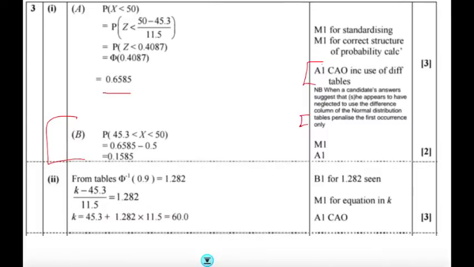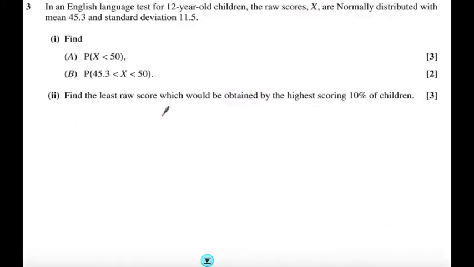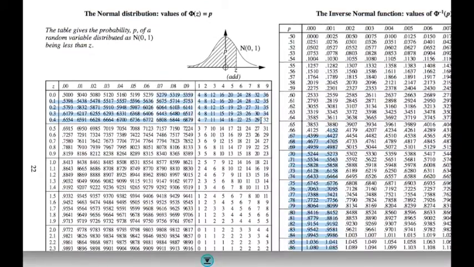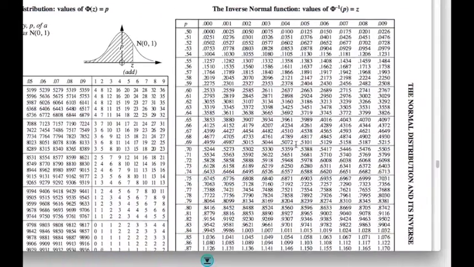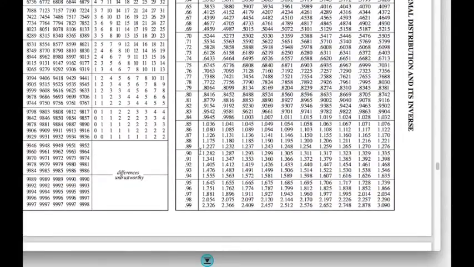Right, good. Part 2, find the least raw score which would be attained by the highest scoring 10% of children. So what they mean is, this area is 10%, what is this score going to be? So if we think, well, that means the area below is 0.9, so we always need to know the area below, because that's what the table is focused on. So if we go to our tables, so here's the inverse table, and if we go down to 0.9, if you notice they've only got it from 0.5 and up. So if we go down to 0.9, it tells us the z value must be 1.282.